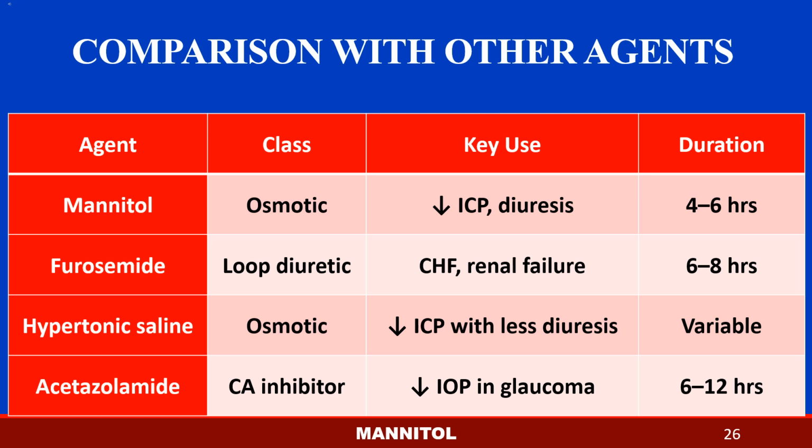3. Hypertonic saline. Agent class: osmotic. Key use: decreased ICP with less diuresis. Duration: variable. Hypertonic saline reduces brain swelling with less impact on urine output compared to mannitol. 4. Acetazolamide. Agent class: carbonic anhydrase inhibitor. Key use: decreased IOP, intraocular pressure, in glaucoma. Duration: 6 to 12 hours. Acetazolamide is used to lower eye pressure in glaucoma.